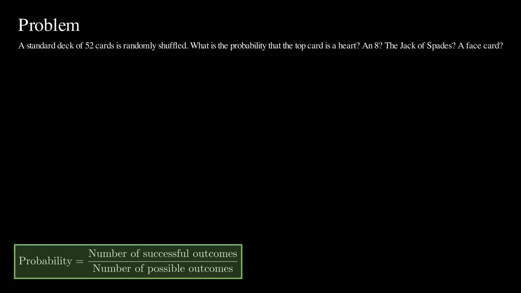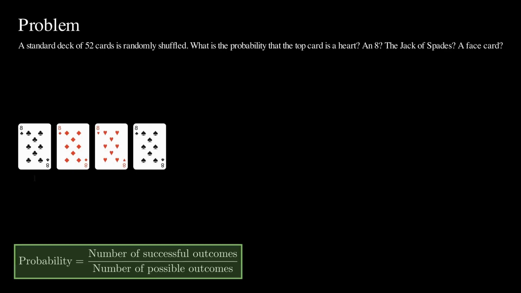Next, calculating the probability that the top card is an 8. So this time, instead of a specific suit, we're focusing on drawing a specific number. Again, first we ask ourselves the total number of possible outcomes. Like last time, there are still 52 possible cards to choose from, so that number remains unchanged. But what about successes? Well, this time there are only 4 possible 8s, the 8 of clubs, 8 of diamonds, 8 of hearts, and 8 of spades. This means the overall probability is successful outcomes divided by possible outcomes, which would be 4 over 52, and that simplifies to 1 over 13.